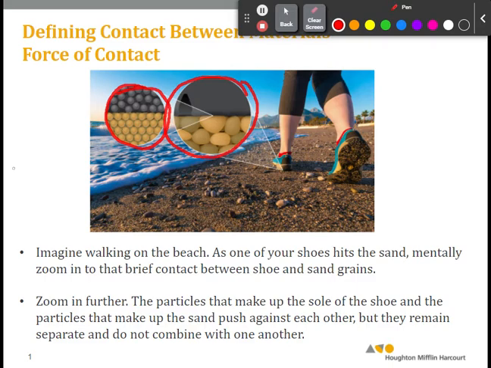So why is it that you don't just pass through the sand? What keeps you supported on the sand? If you have all these different particles and space between the particles, and even the shoe, which seems solid, is made up of particles that are made up of mostly empty space. Think about what it means to actually be in contact with another surface.